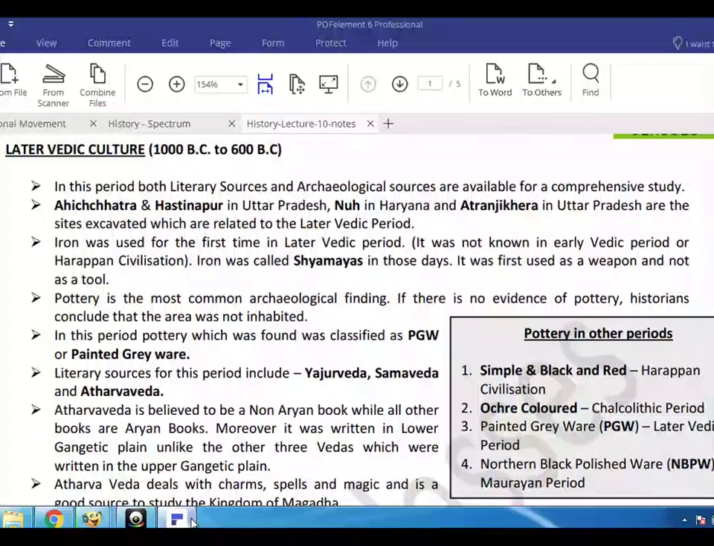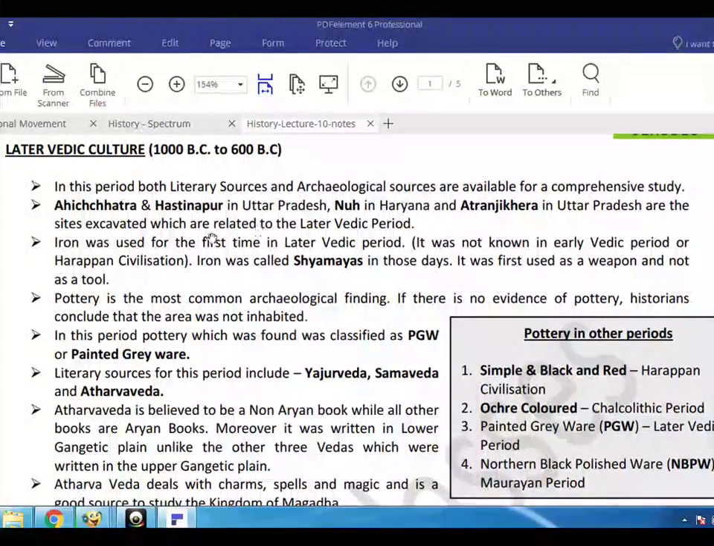Later Vedic culture, 1000 BC to 600 BC. In this period, both literary sources and archaeological sources are available for a comprehensive study. Ichchatra and Hastinapur in Uttar Pradesh, Noh in Haryana and Jakhera in Uttar Pradesh are the sites excavated which are related to the later Vedic period.